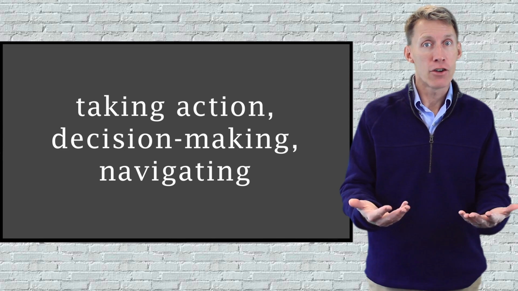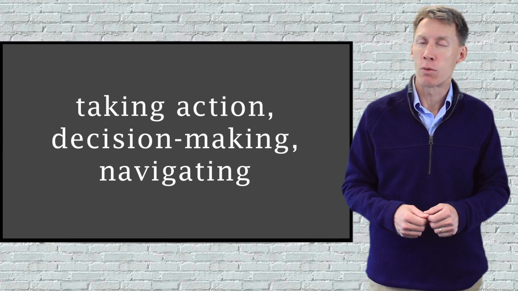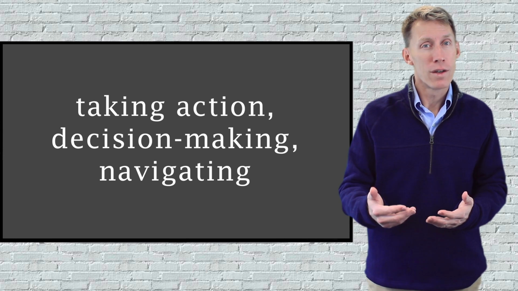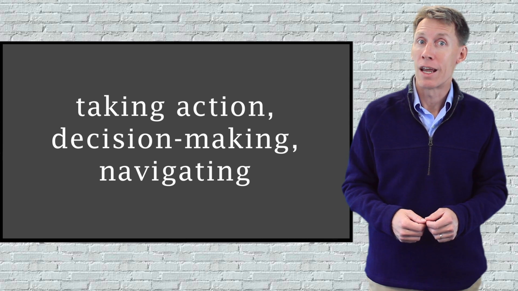The second aspect of social cognition is taking action, or using the available information to make decisions about how to best navigate situations and relationships. This could be figuring out what to say, when to say it, and how to say it, as well as what to do, when to do it, and how to do it. Social decisions cover a lot of territory and are important throughout the school day.